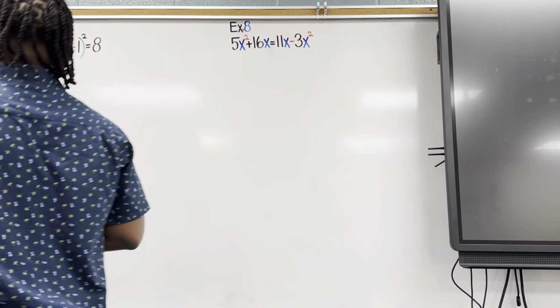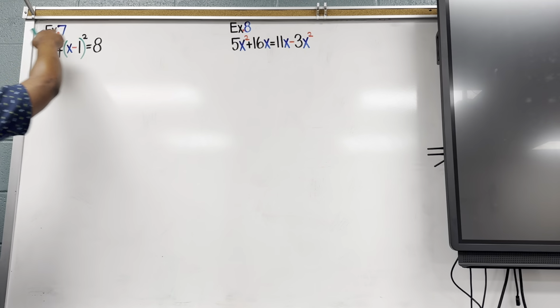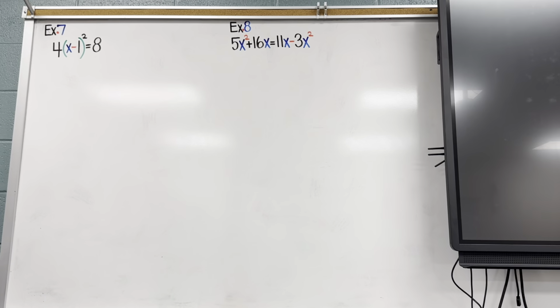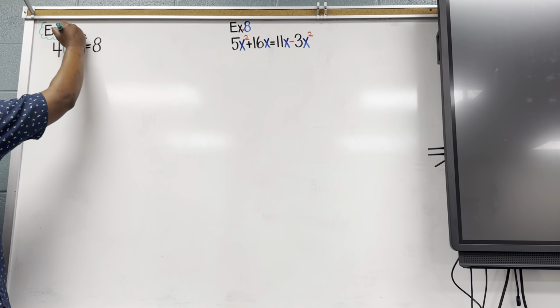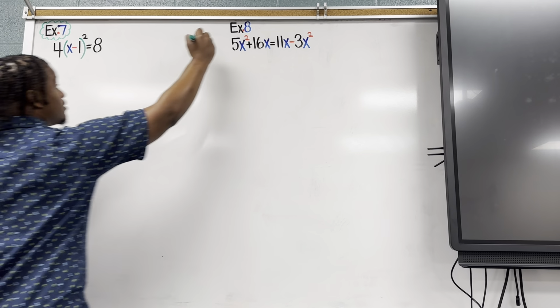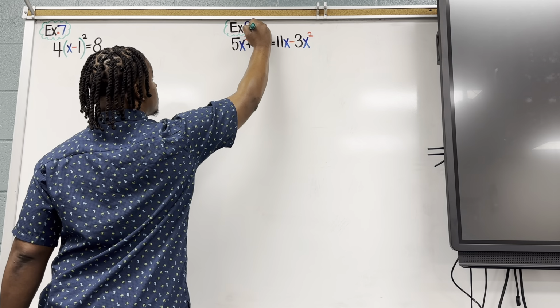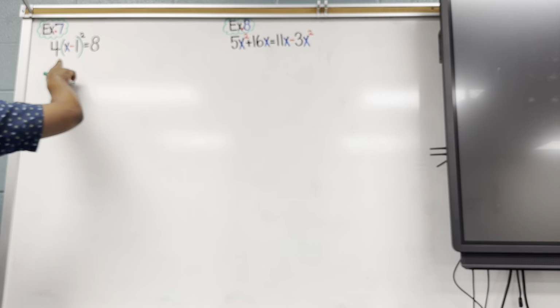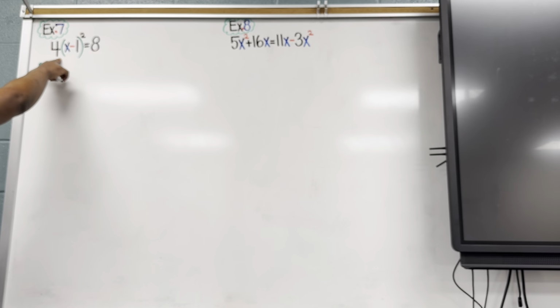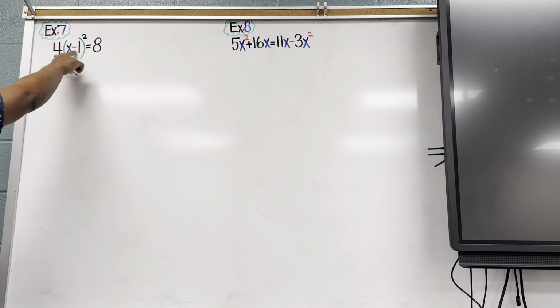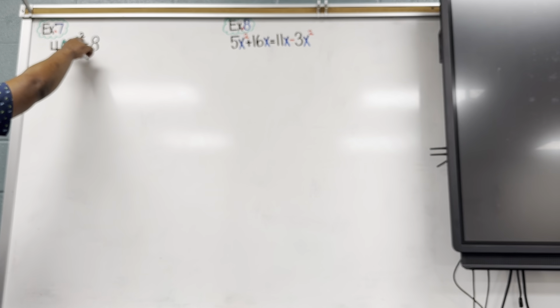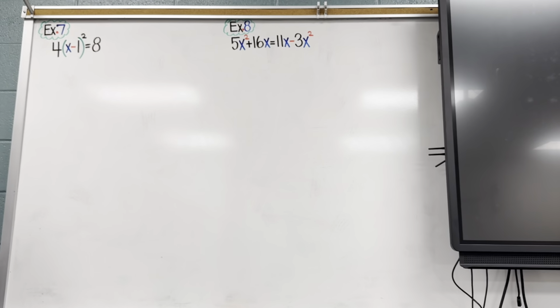And today, I want to go over example 7 and example 8 of how to solve quadratic equations using the quadratic formula. We're going to start off with example 7 first. In example 7, we have 4 times (x minus 1) squared equals 8, so 4 times (x minus 1) to the second power minus 8.